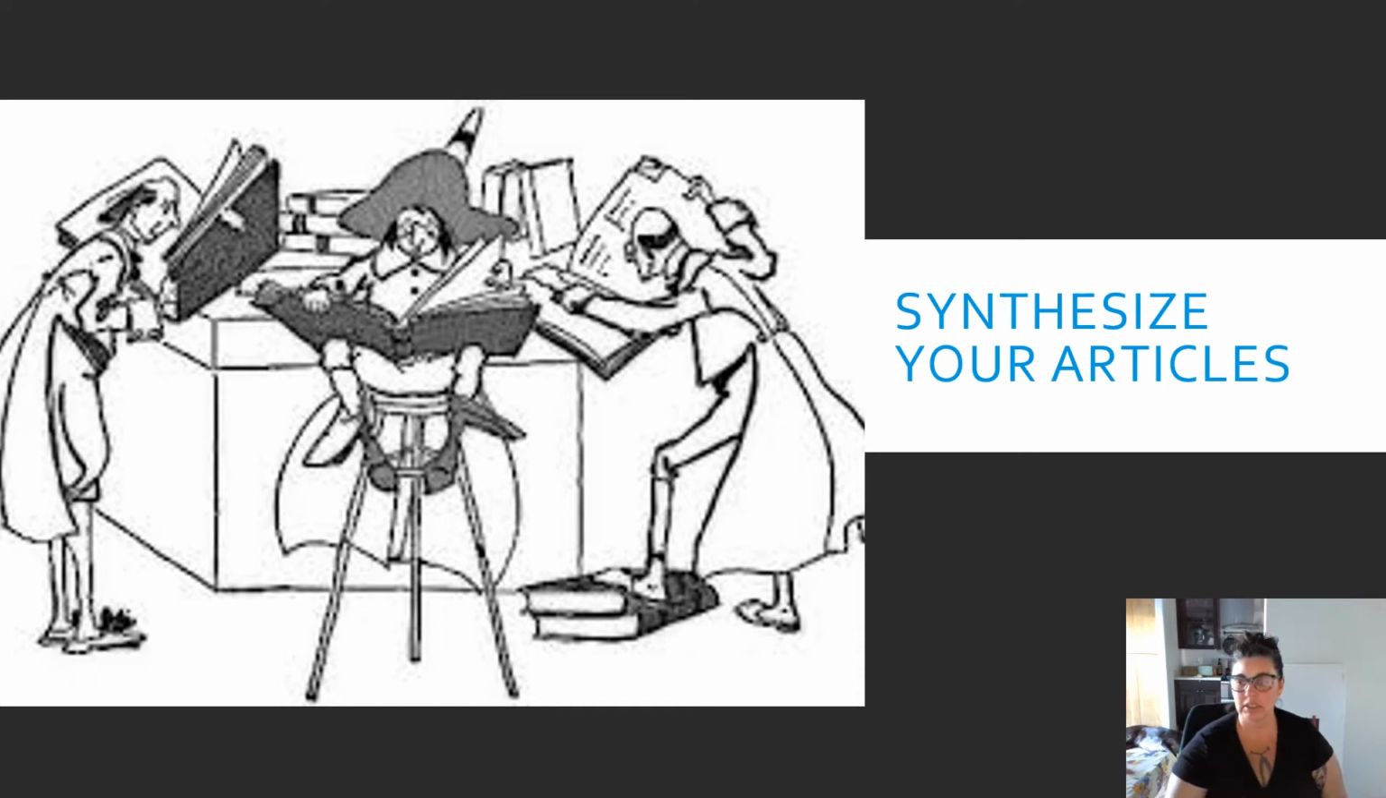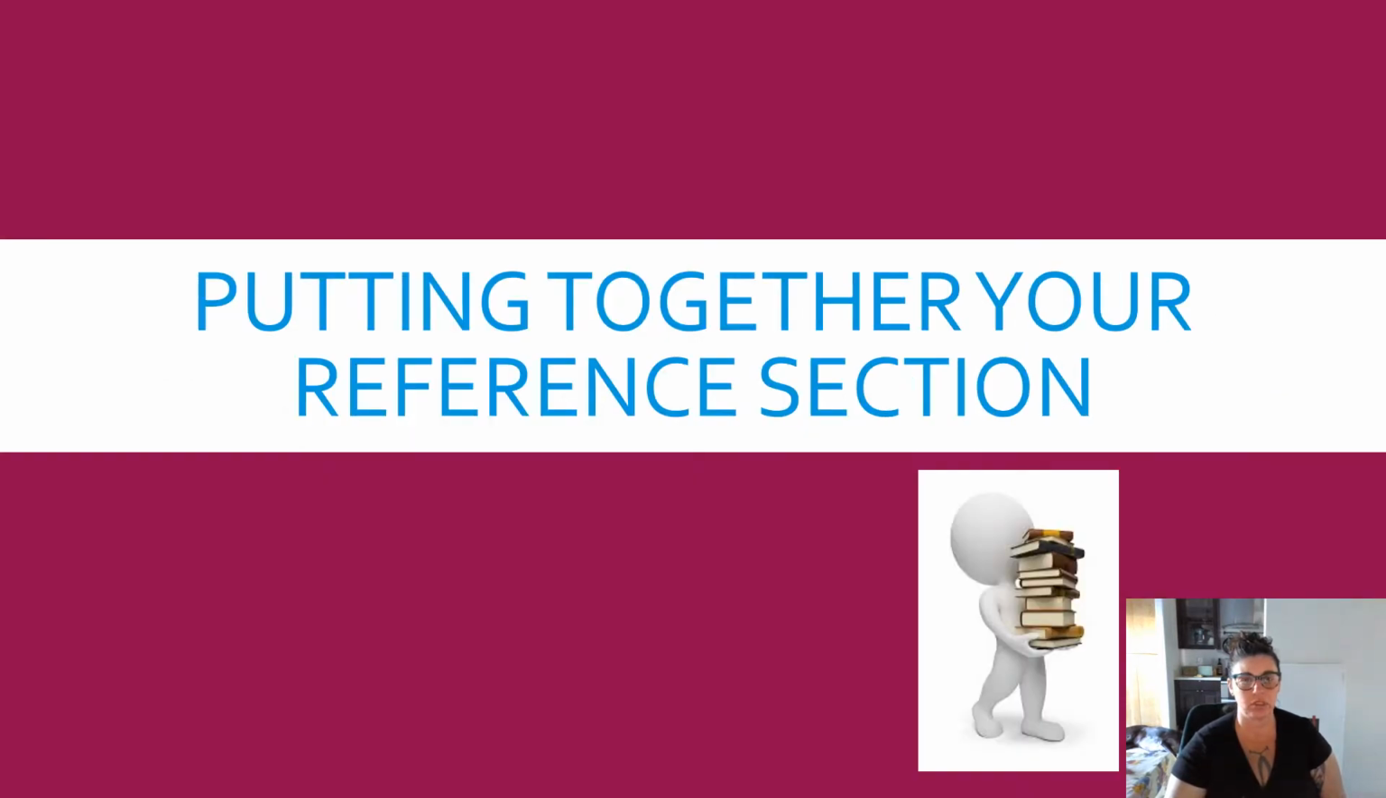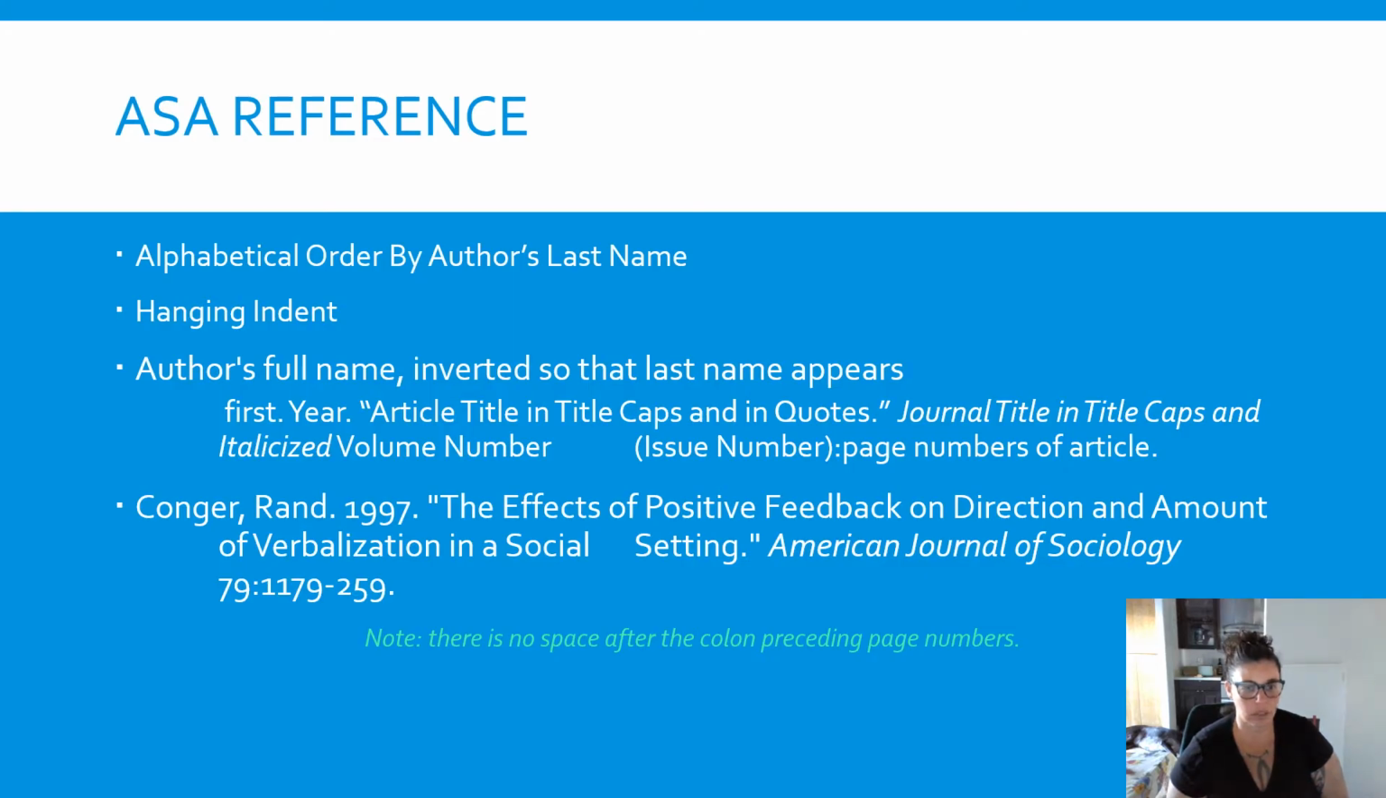So we're going to talk about synthesizing our articles and writing the literature review. Also, we're going to talk a little bit about putting our references together. Your reference section is very important. We're going to be doing ASA references or APA references. One is American Sociological Association, the other American Psychological Association.